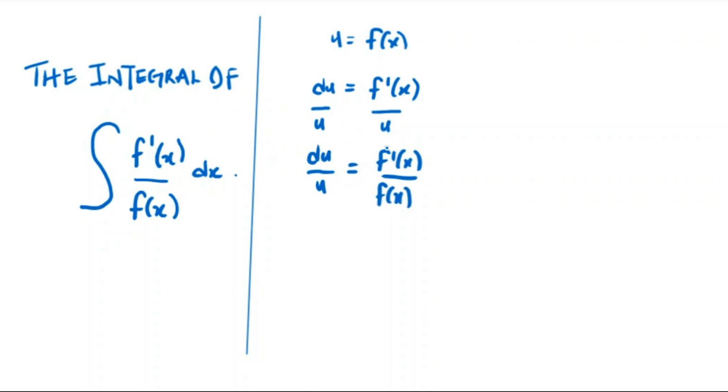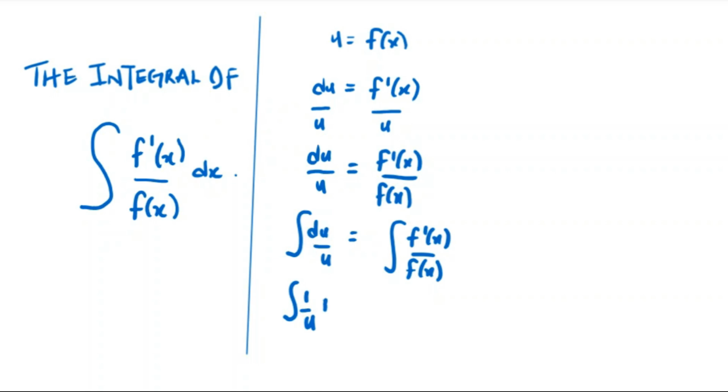Now after dividing both sides by u, if we decide to find the integral of both sides, it means that integral du over u will be equivalent to integral f prime of x over f of x. Before I go to that level, take a look at this. Integral du over u is the same thing as integral 1 over u du, which is equivalent to integral f prime of x over f of x.